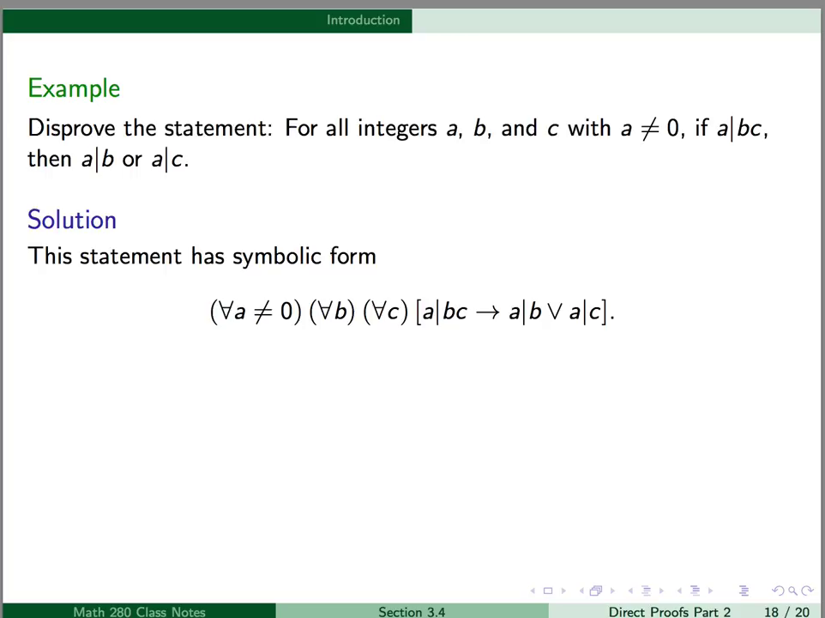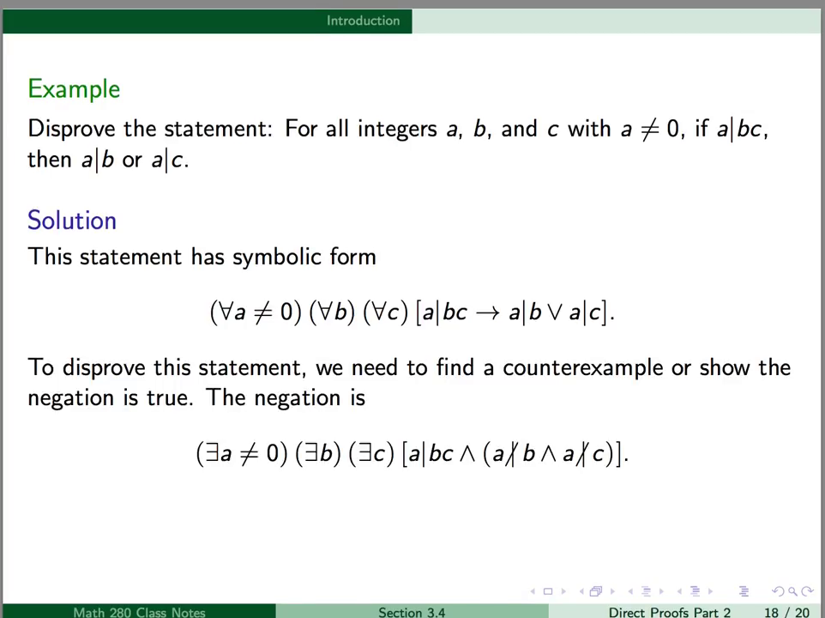For another example, let's disprove a statement. We want to disprove the statement: for all integers a, b, and c with a not equal to 0, if a divides bc, then a divides b or a divides c. First, write this in symbolic form. This is a universal statement, and to disprove a universal statement, we need to either find a counterexample or equivalently show that the negation is true.